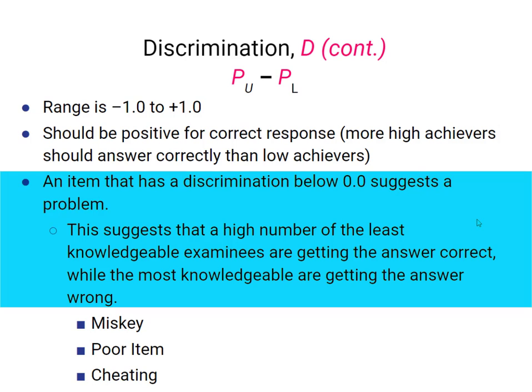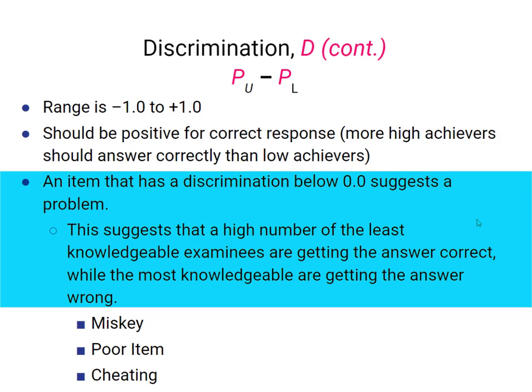None of these calculations say that's a good item, that's a bad item. What it means is that you should pull that item for review to determine if it's actually a good item or a bad item. If you get a negative discrimination, what it's saying is that the least knowledgeable examinees are getting the answer correct for that item, and the most knowledgeable of the examinees are getting that answer incorrect.